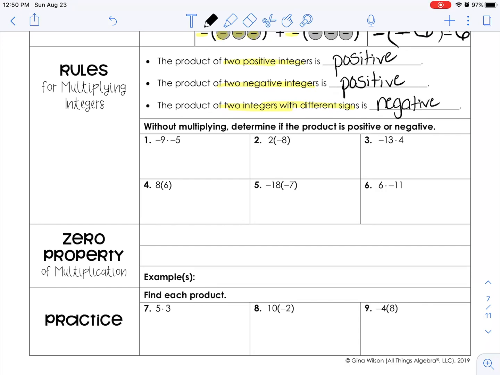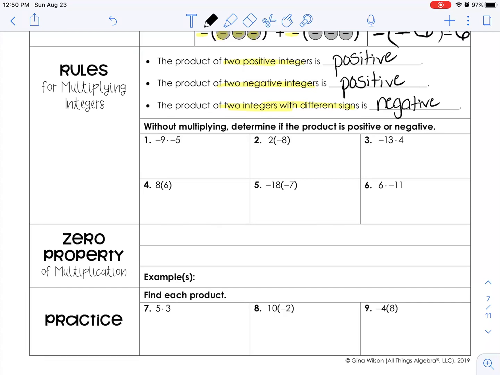So we're going to multiply as normal, but then we're going to pay attention to what the signs are. So if they're both positive, both negative, or they're different, one's positive and one's negative. So let's look at a couple of examples.